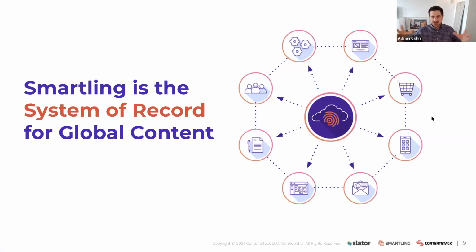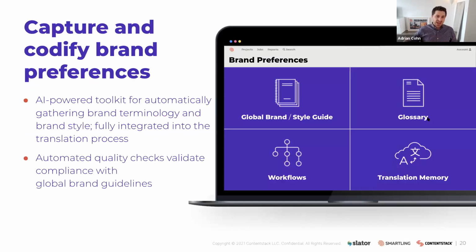So we actually can integrate not only with Contentstack, but many different platforms that you may be using to enable your global end user experience. And we centralize your content, not just your translations, but the entire process surrounding human and machine translation. And the first thing that we do on the next slide is we capture all of your brand preferences through the form of a global brand style guide, through a glossary, through workflow development, and through your translation memory.